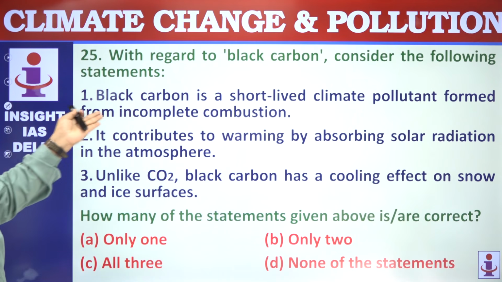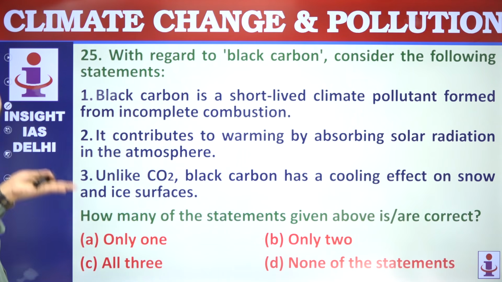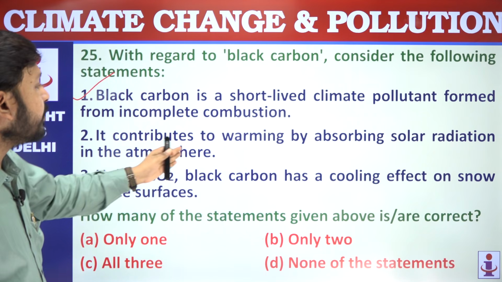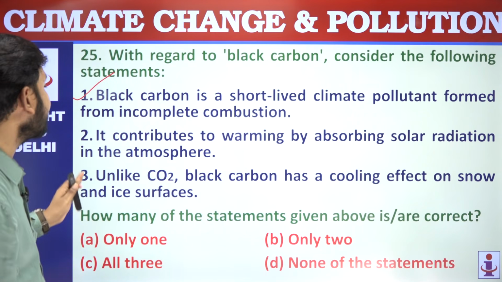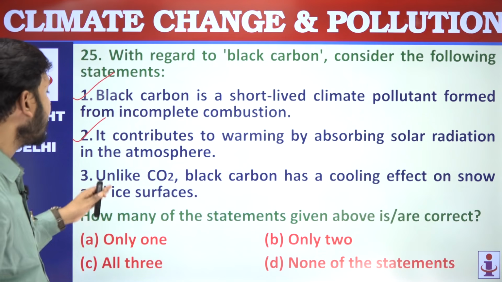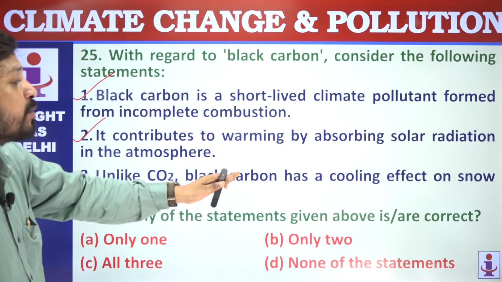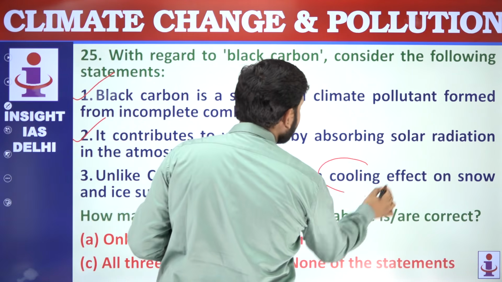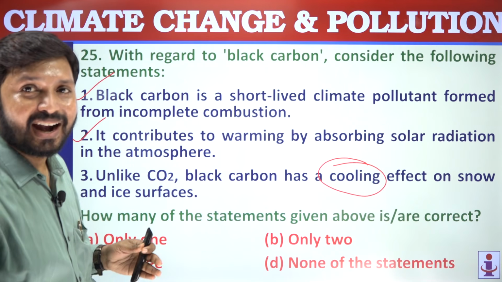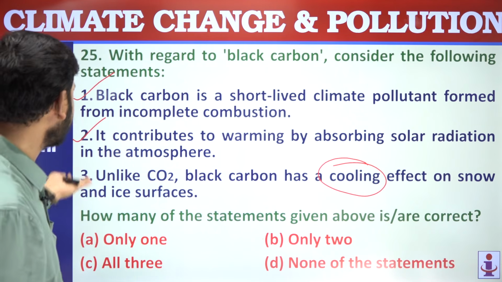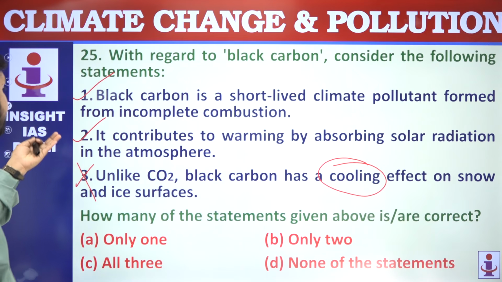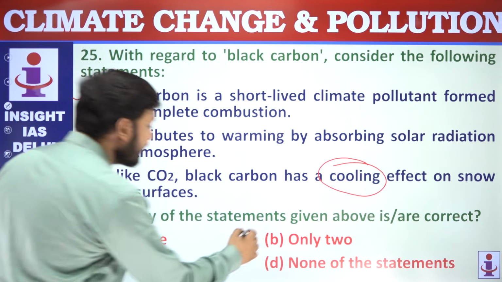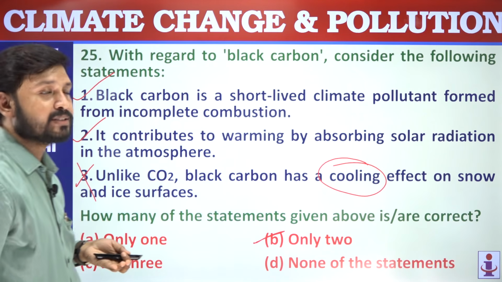Okay, let's read the statements. Black carbon is a short-lived climate pollutant formed from incomplete combustion. This is the statement we have seen. Next one. It contributes to warming by absorbing solar radiation in the atmosphere. Yes, this is also the right statement. Unlike carbon dioxide, black carbon has a cooling effect on snow and ice. No, it is not a cooling effect, because it is absorbing solar radiation, and it is warming and melting the ice. So this is the wrong statement. So 1 and 2 are correct, the third one is wrong. Let's go to the next one.